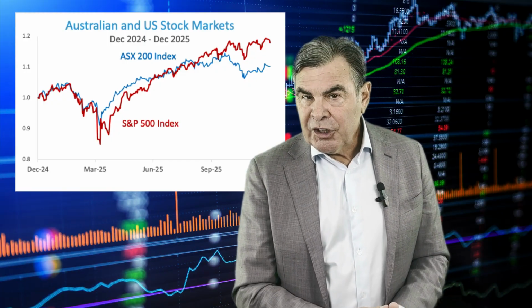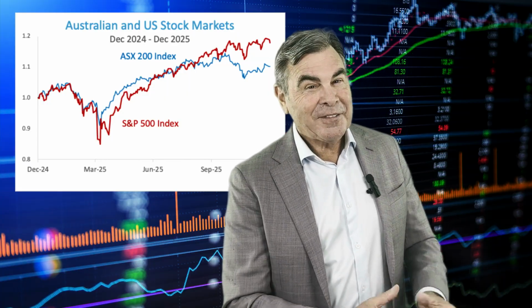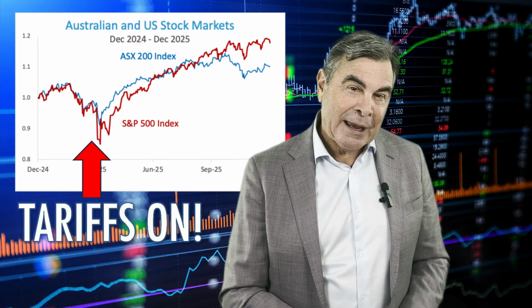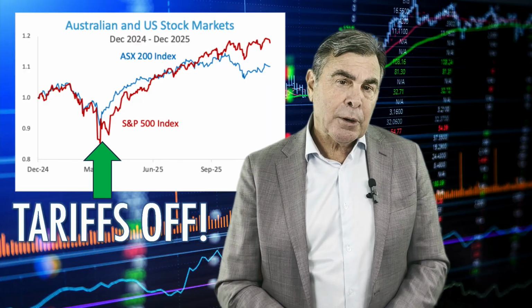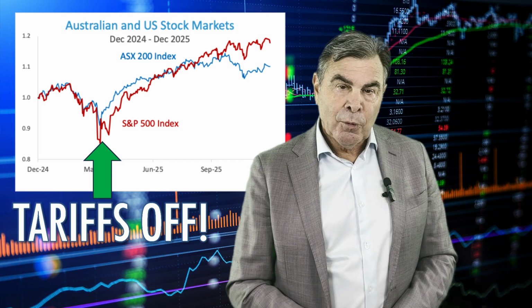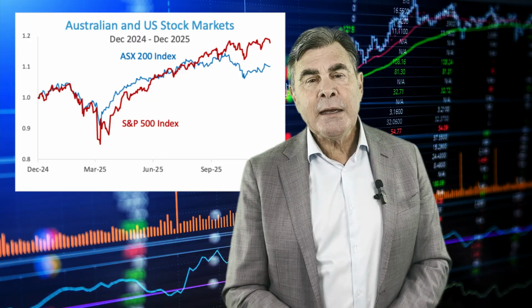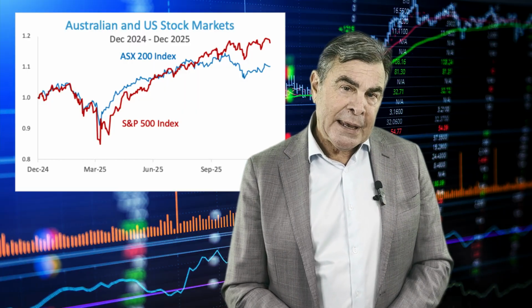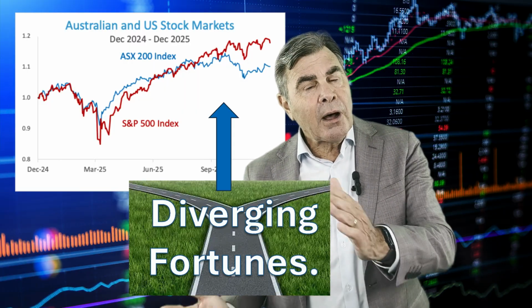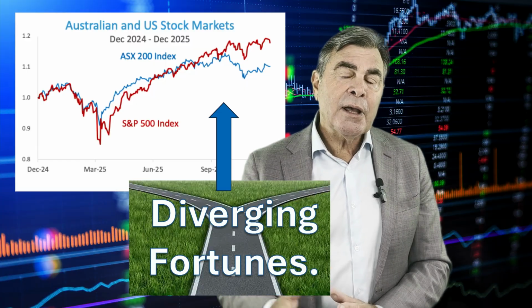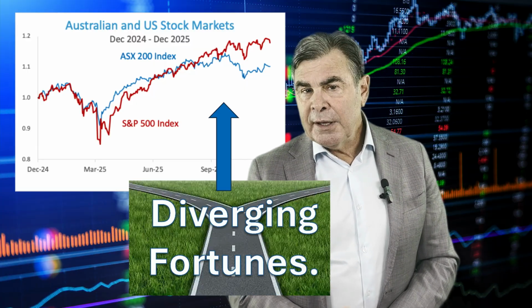When we have a look at the chart here of the Australian and the US markets over the course of the year, you can certainly see the effect of tariffs way back in early April. And then when the tariffs were put on pause, markets were up and away. In fact, markets were hitting new highs all the way to the end of October. And then it all went kind of pear-shaped. And you see this great divide happening between the Australian market and the US market.